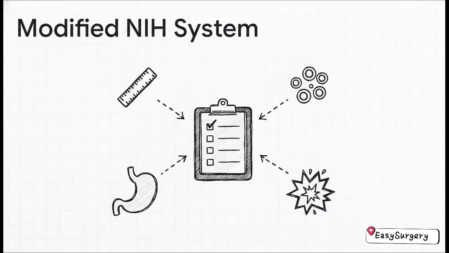And that brings us to the modified NIH classification. This is the one you actually need to apply in practice. This system upgrades our whole diagnostic equation. It keeps tumor size and mitotic count, sure, but it adds two absolutely crucial new variables into the mix: tumor site and tumor rupture. Now you might be wondering, why did we need to add these? Well, let's look at the site first.